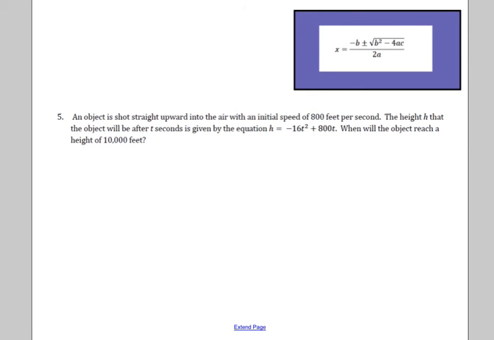Example 5, an object is shot straight upward into the air with an initial speed of 800 feet per second. That's talking about the velocity, that 800, and notice it's in your equation right here. Okay, the height h that the object will be after t seconds is given by this equation. When will the object reach a height of 10,000 feet?